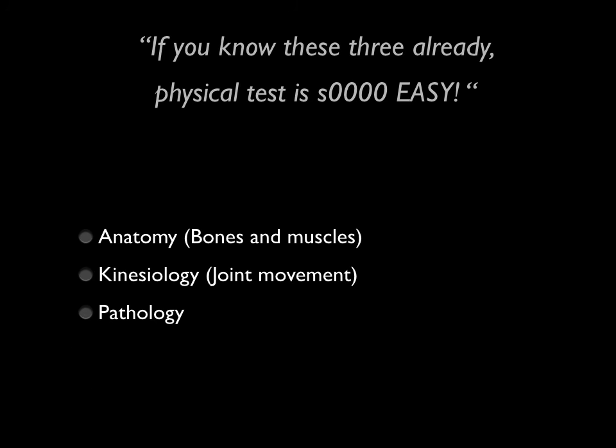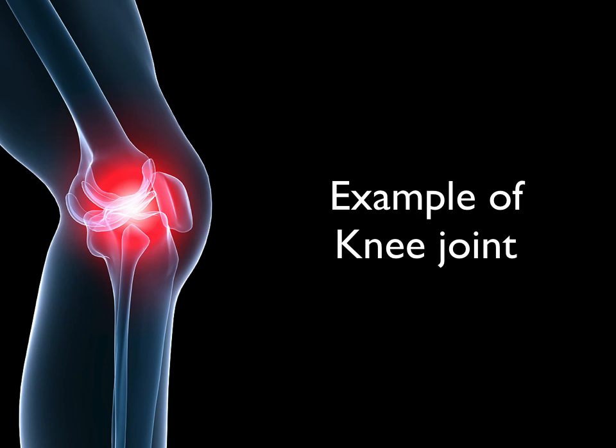Okay, if you know these three things already, everything's so easy. Anatomy, you should memorize all the attachments of the muscles. Without this, you cannot understand physical tests and how they move. If it is a hinge joint, does that need a sliding? Does that need a traction? Kinesiology and pathologies. So if you look at this knee joint example, it will be very easy. I'm covering all the topics.